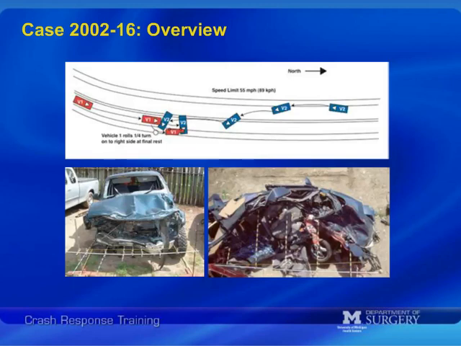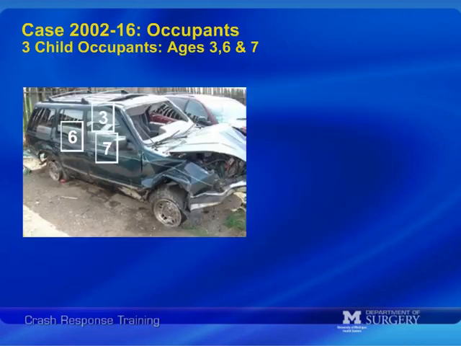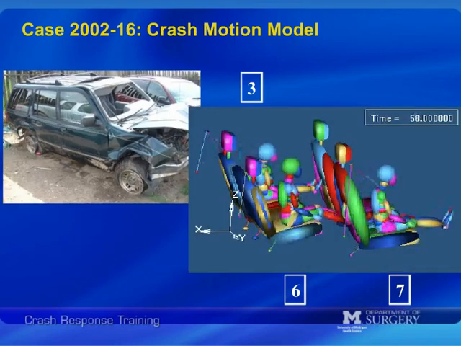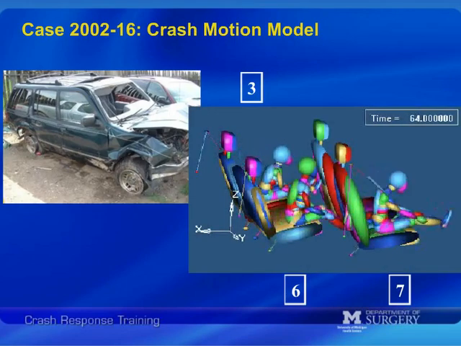The car that was struck in the side fared far worse. You can see the extensive damage there. The driver of this other vehicle was a fatality at the scene. As I mentioned earlier, our case vehicle, this SUV, had 3 child occupants aged 3, 6, and 7. The 3-year-old was in the left rear, the 6-year-old was in the right rear, and the 7-year-old was in the right front passenger seat.